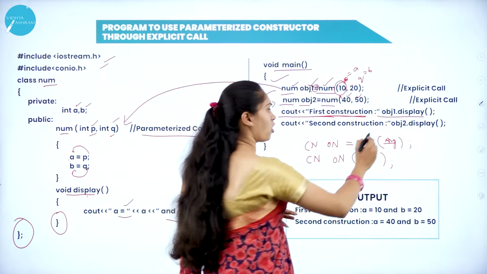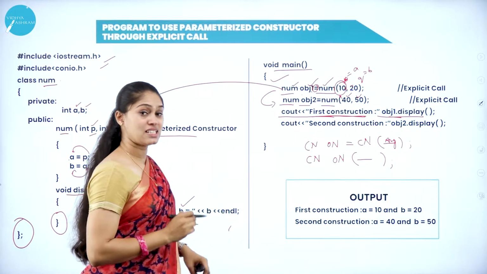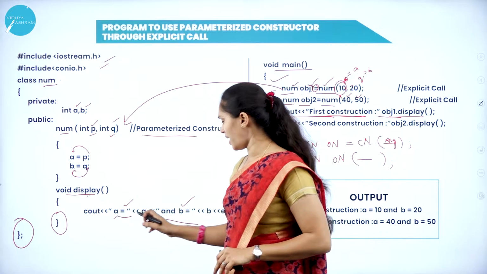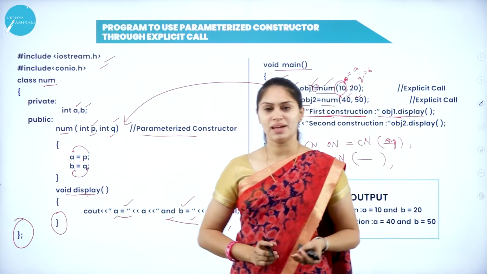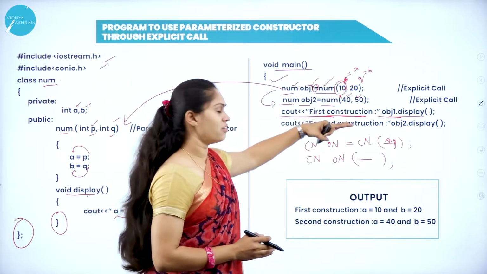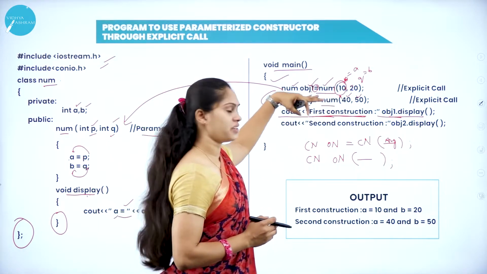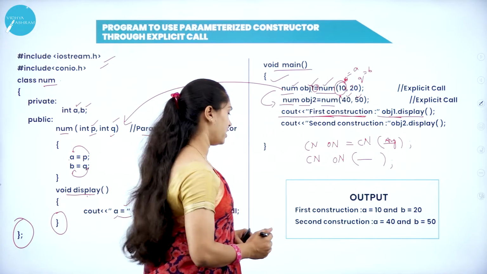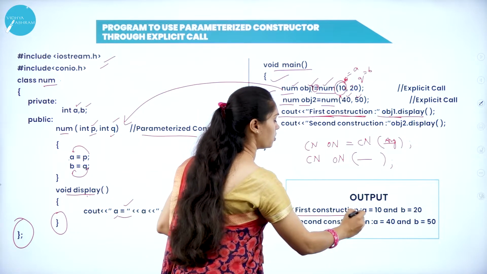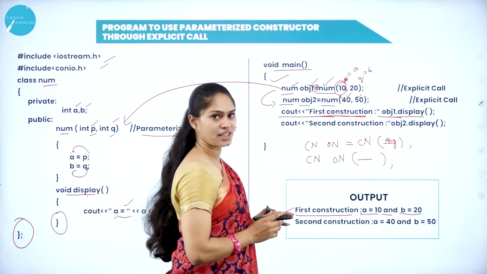When I am using object 1 dot display, control will be moved to this display member function. So what do I have there? A and B, it is going to display the content of A and B, preceded by a line called first construction. Then what is the value of A and B for the first object? That is 10 and 20. So here in the output you can see first construction colon, A is equal to 10 and B is equal to 20.